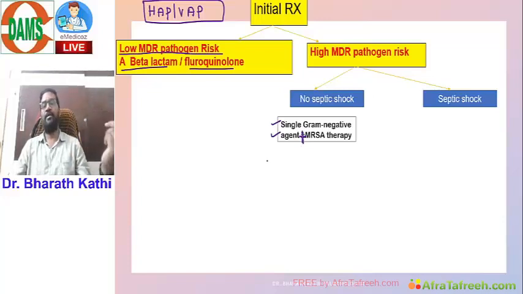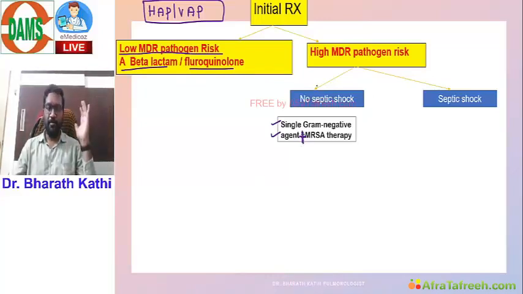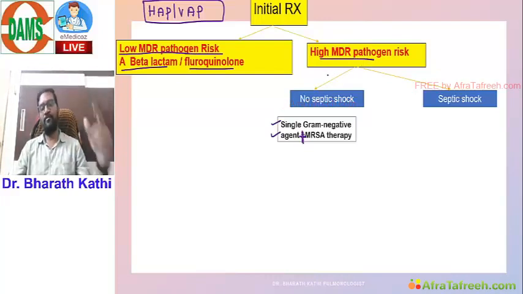Even though the guidelines say that you follow the local antibiogram to decide on MRSA coverage, it is not available in the majority of ICUs. If the patient has high MDR pathogen risk, we give a gram-negative agent, and along with that, we also do MRSA coverage.